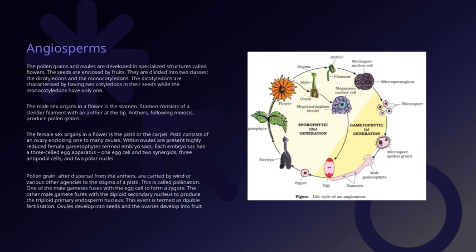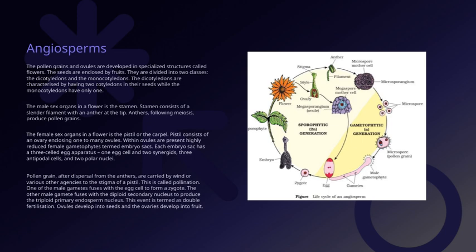Now, focusing on the female reproductive organs, the pistil or carpel is key. It comprises an ovary, which houses one or many ovules. Inside each ovule, we find highly reduced female gametophytes called embryo sacs, which contain important structures like the egg apparatus, comprising one egg cell and two synergids, along with 3 antipodal cells and 2 polar nuclei.